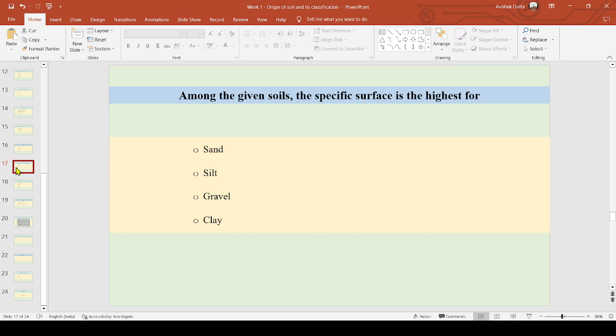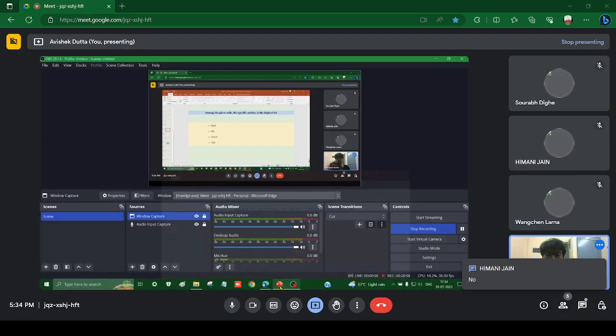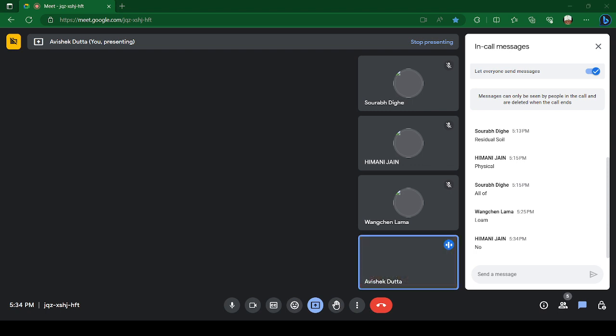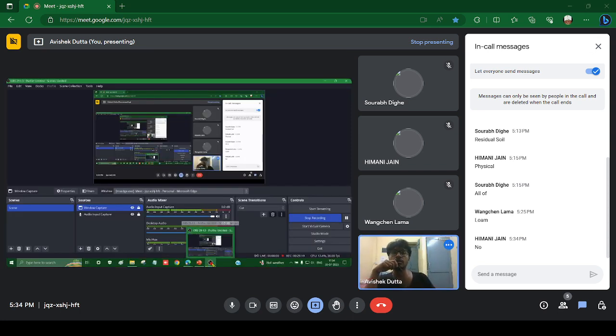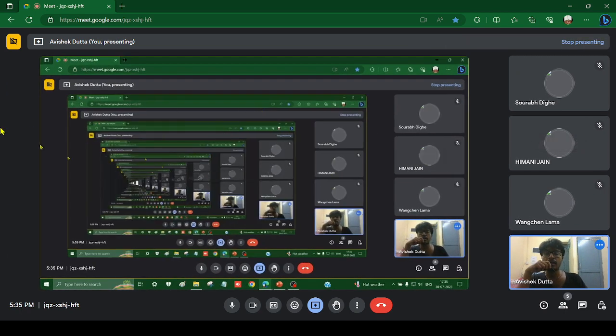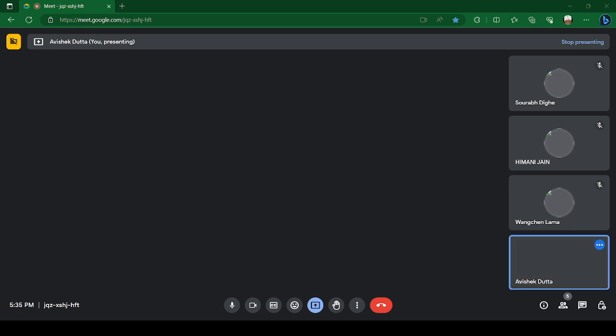Among the given soils, the specific surface is the highest for. Do you know what specific surface means? Anyone? Okay. Specific surface means surface area per unit mass. If you take one particular soil sample and find out the surface area, then that surface area divided by the mass of the sample will give me the specific surface area, or specific surface. Okay, so that is what is called the specific surface.